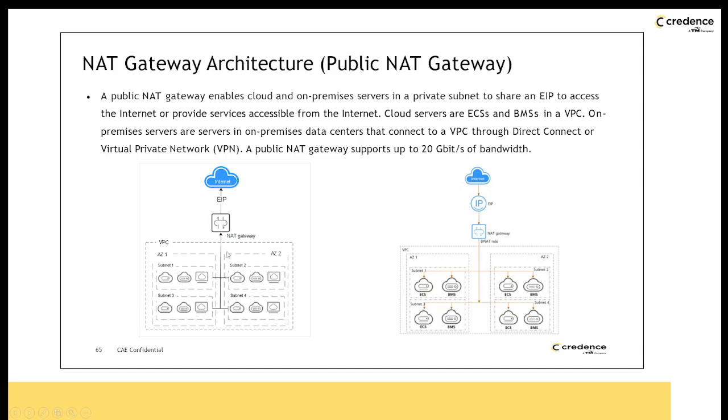To go through the internet, it uses the NAT gateway. The NAT gateway is bound to the elastic IP before going to the internet. So this is the gateway that needs to be configured. When traffic comes back to the server from the internet, it uses DNAT rules. For connection, we can use VPN or we can use Direct Connect.